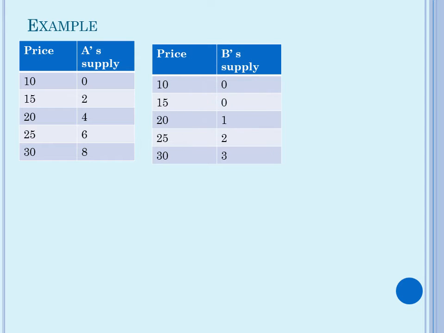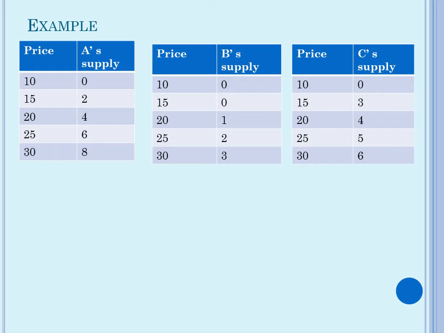The next one is B's supply. This is the second individual supply schedule. The price and the supply of B is given. At rupees 10, B is not supplying anything. At rupees 15, B is not supplying anything. And at rupees 20, he is supplying 1 unit. Then at rupees 25, the supply is 2. At rupees 30, the supply is 3.